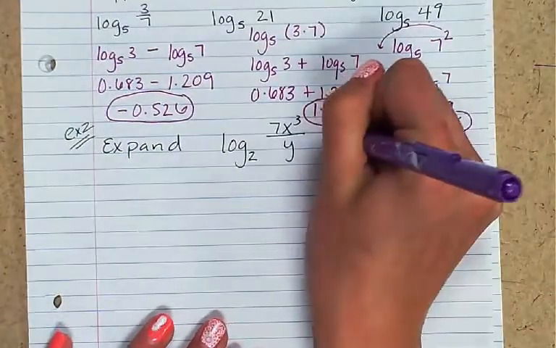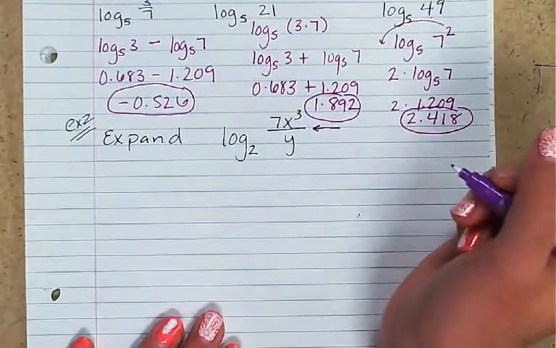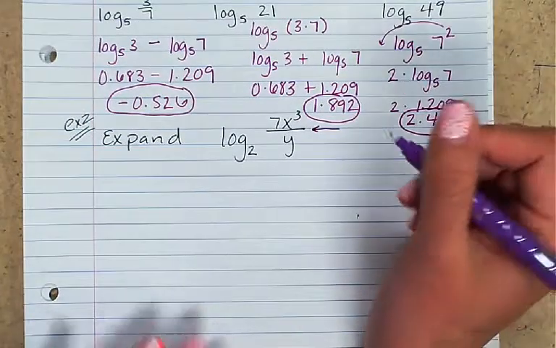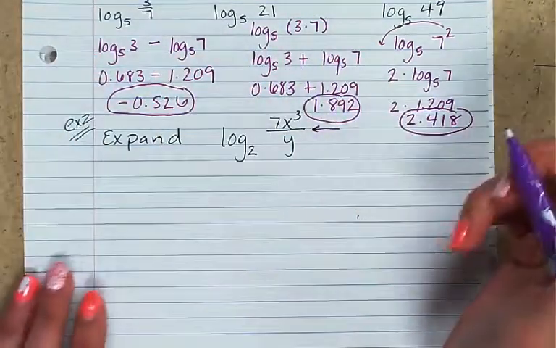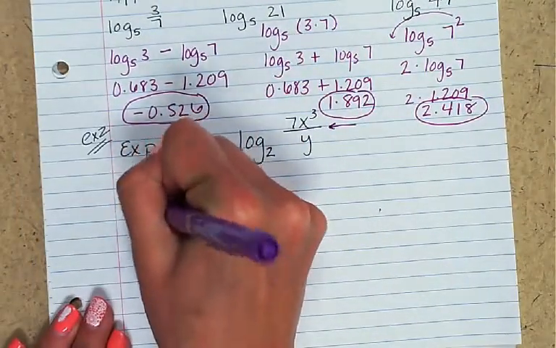So first things first, we're going to take care of this big division bar because it works like a grouping symbol. So division turns to subtraction. So I'm going to split it up into two logs.